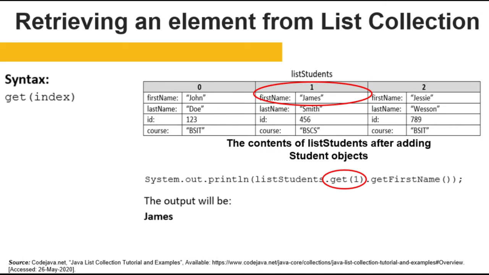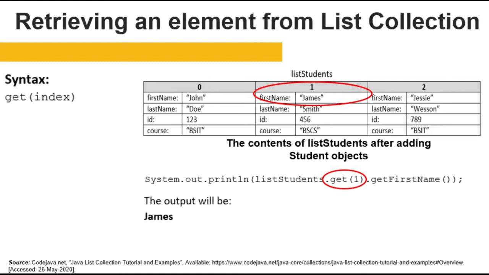Retrieving an element from list collection. The get method, which accepts a valid index as a parameter, is used to retrieve an element from the list at a specified index. For example, the following code gets and displays the first name of the element at the second position in the list students collection.